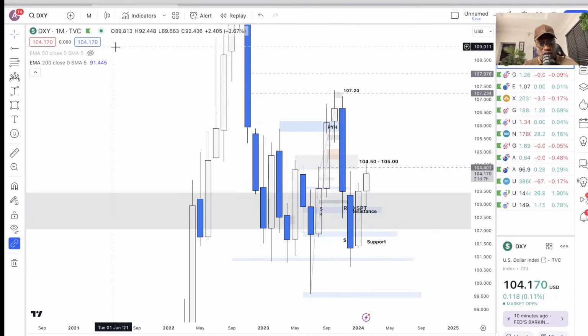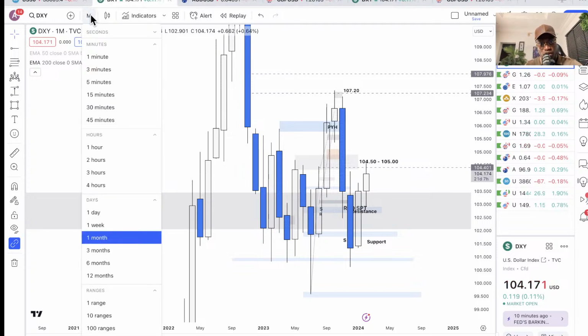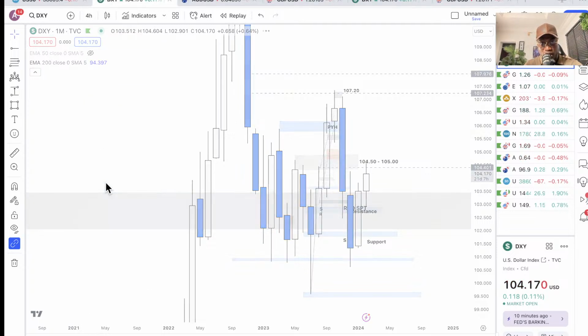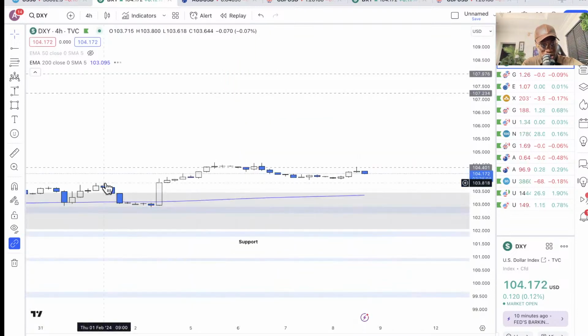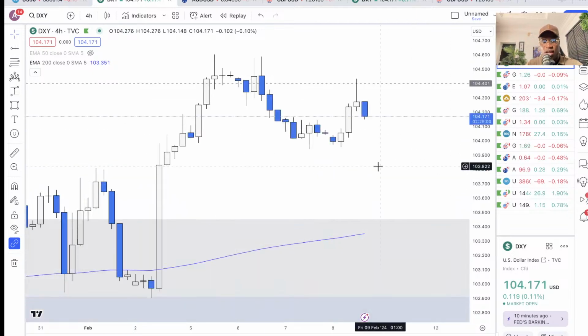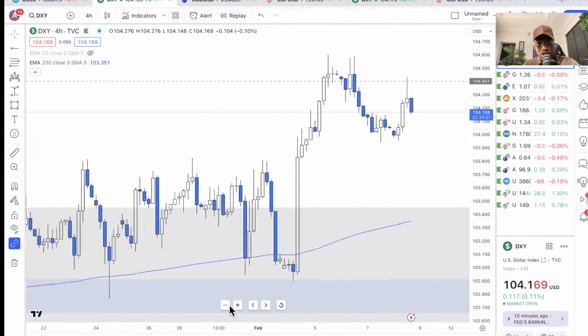Let's go to the 4-hour time frame and show you guys even more information on the dollar index. Now, a lot has been happening with the dollar lately. You can see that it's moving in a, I should call it, slowly but surely manner.